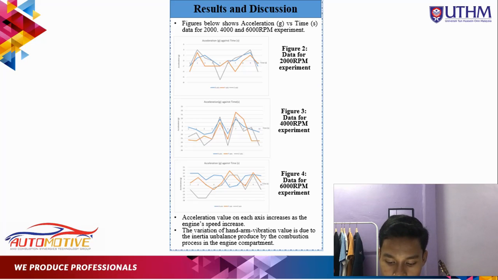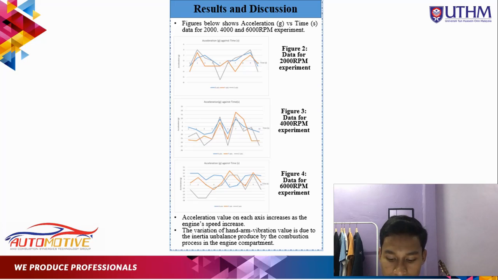The graph also shows that there is minimal vibration on the motorcycle handlebar when the engine speed is running at 2000 RPM. So move on to the next figure, which is the data for the 4000 RPM experiment. From the graph for the 4000 RPM experiment, we can see that the values of acceleration for each axis are higher compared to the 2000 RPM experiment. For the 4000 RPM experiment, the highest values for X, Y, and Z axes are 10, 18, and 24 G respectively.